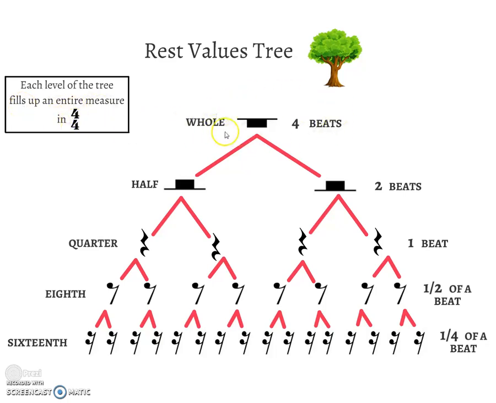This is an entire measure. You only need 1 whole rest. The half rests, you need 2 of them because they're 2 beats each. 2 + 2 is 4. That's what our measure needs. We need 4 beats. Each of these gets 1, fills up the whole measure. These fill up a whole measure. These fill up a whole measure.